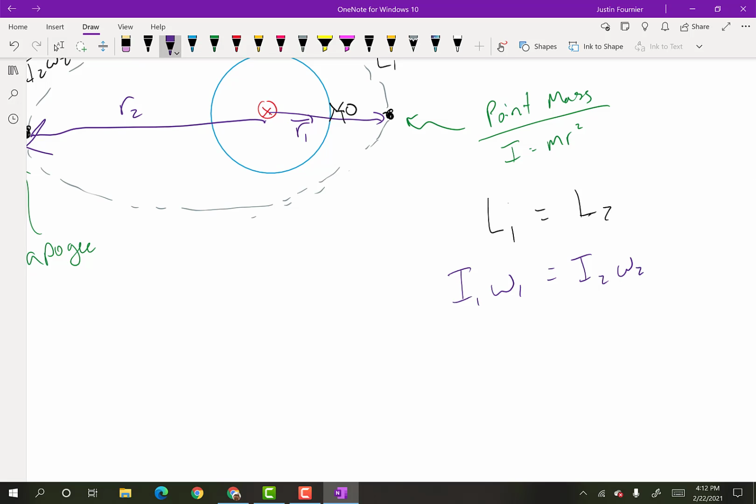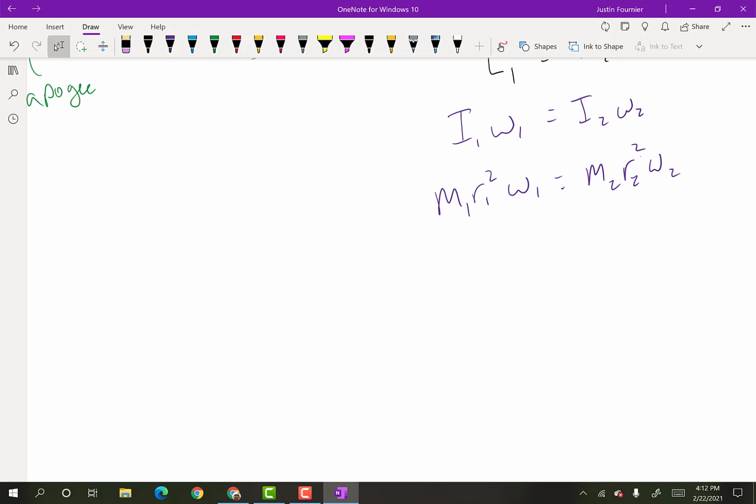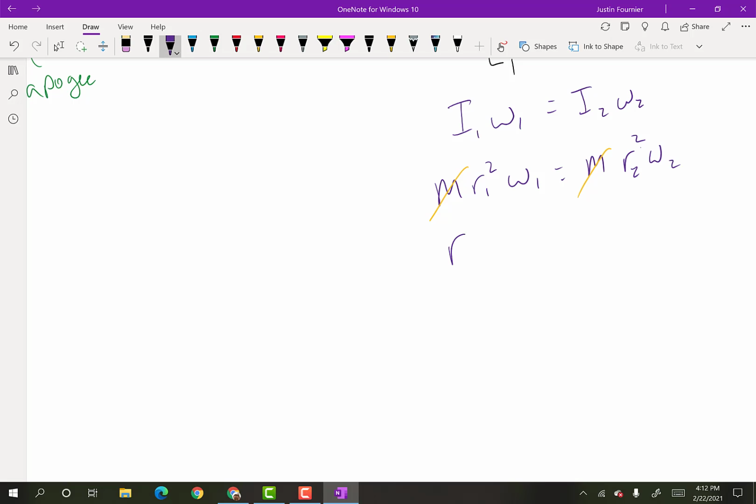So this is going to be m1 r1 squared omega 1 equals m2 r2 squared omega 2. And then, well, the masses are the same, so those masses are going to cancel out. So I'm left now with, let's see, I'll isolate omega 2. So this is going to be r1 squared divided by r2 squared, omega 1 equals omega 2.